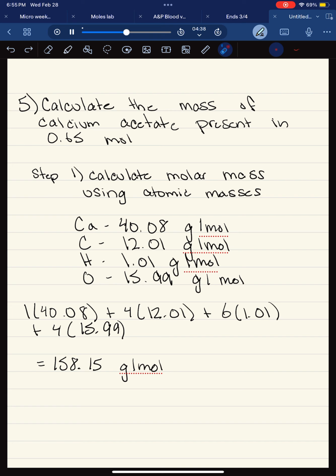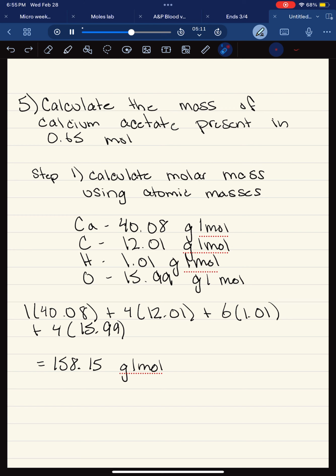And then we're going to calculate the mass of calcium acetate present in 0.65 mole. And step 1 is to calculate the molar mass using atomic masses. So as you can see, 40.08 for the calcium here, and then carbon, 12.01, hydrogen, 1.01, and 15.99 for the oxygen. So same thing as before, 1 of 40.08, 4 of 12.01, 6 of 1.01, and 4 of 15.99, which is a total of 158.15 grams per mole.